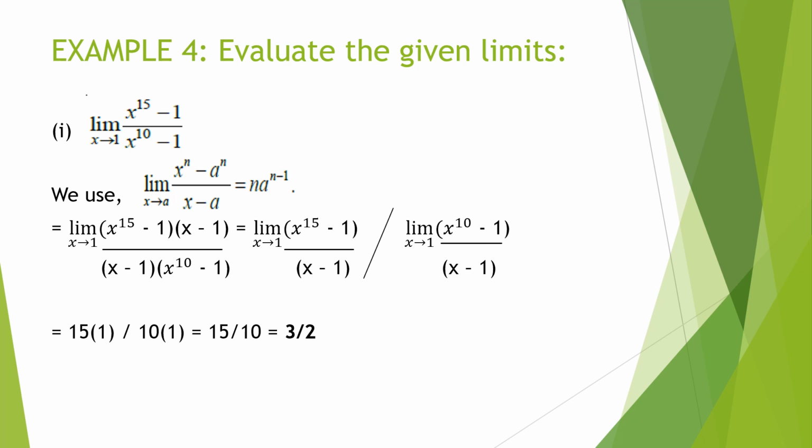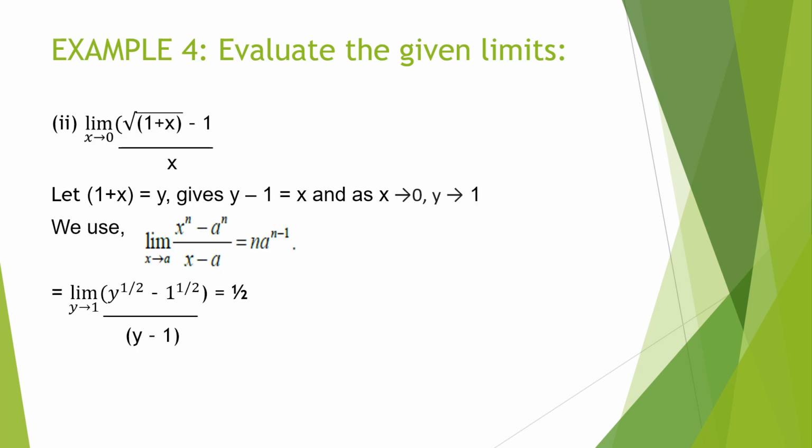So for both of them, use the above formula. In the first case, your n is 15, so it is 15 into a. A is 1, and anything raised to 1 is 1, so it is 15 into 1. Your denominator will be x raised to 10 minus 1, so here your value of n is 10. So it is 10 into 1 raised to 9, but 1 raised to anything is 1. So it is 15 upon 10, or 3 by 2.